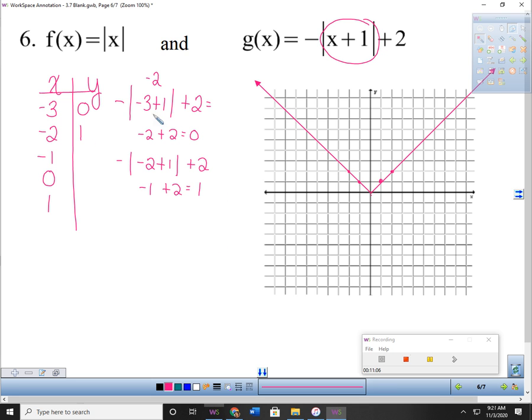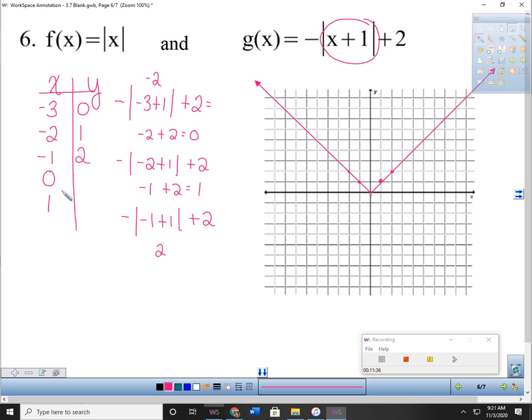All right, then I'm going to do the same thing with negative 1. So I've got negative, absolute value of negative 1 plus 1, and then plus 2. So inside my absolute value bars, I get a 0. Is there anything like a negative 0? No. So if I take 0 and I add 2, I get 2.